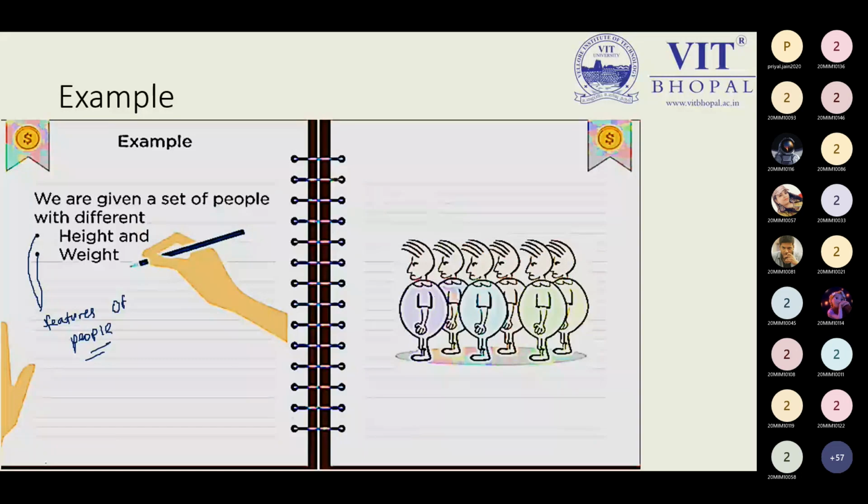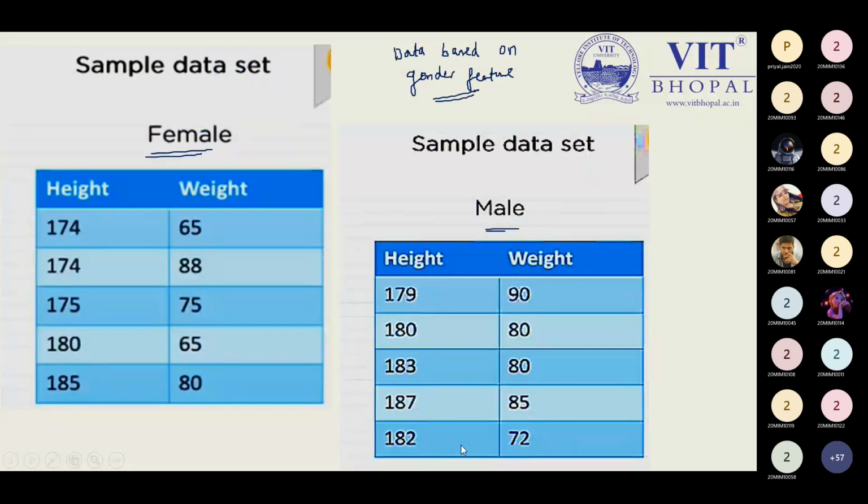One is height and the other one is weight. So we have a set of people described by the features. What are the two features? Height and weight. See, here I have the sample data set of the female: height and weight of the female person, I have the entire detail over here. And I have the sample data set of the male category, so height and weight of both I have over here.